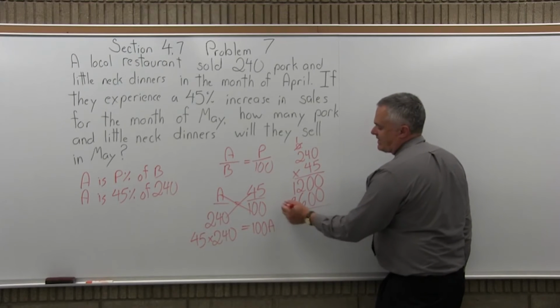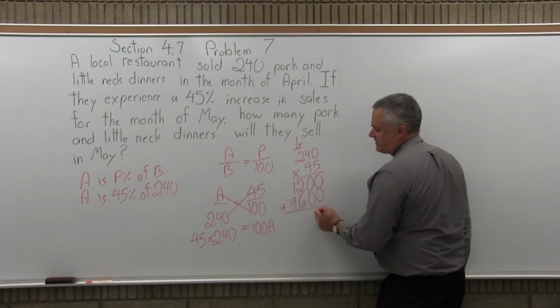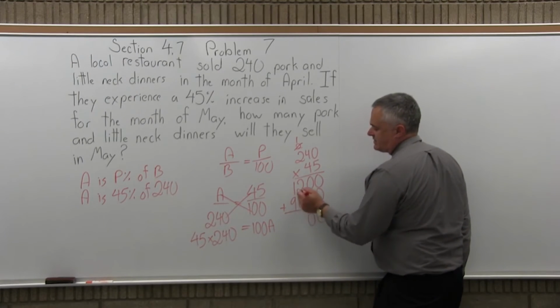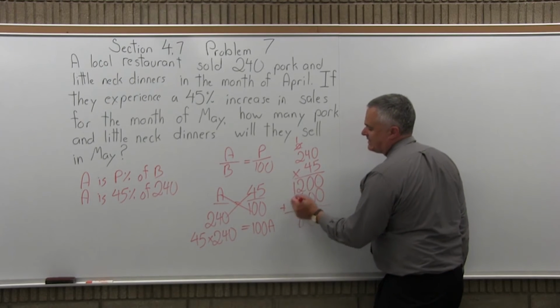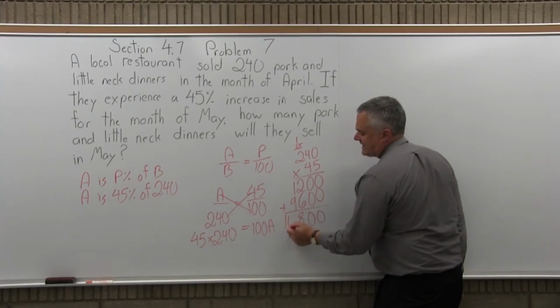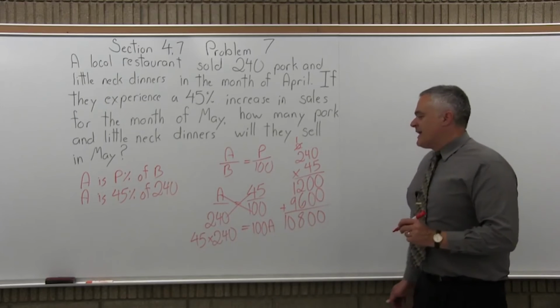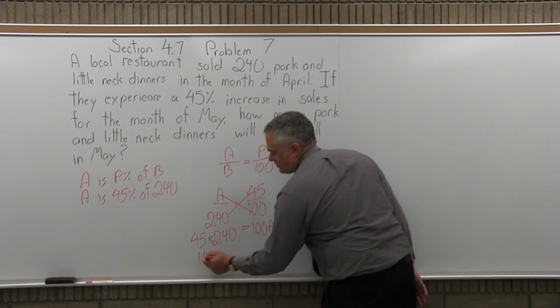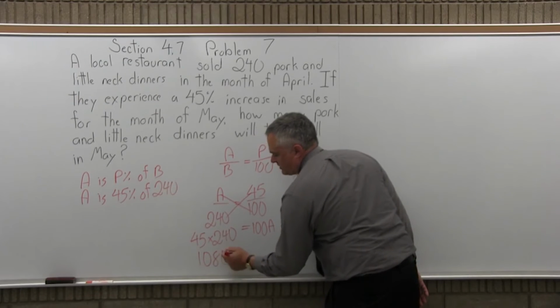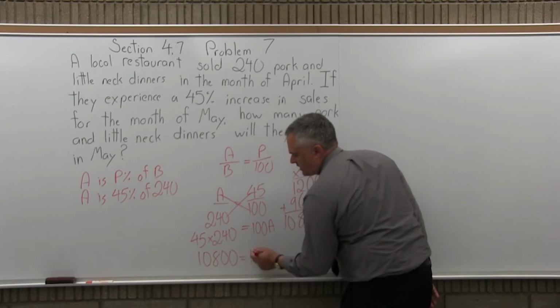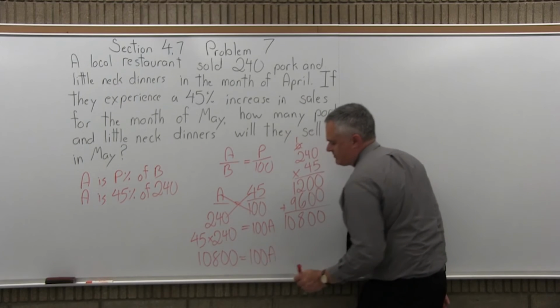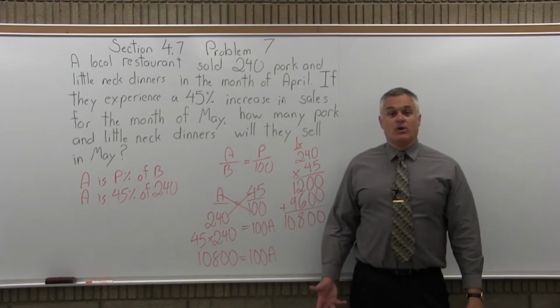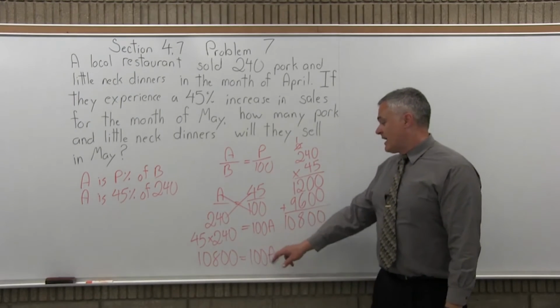Now, I can add those together. 0 plus 0 is 0. 0 plus 0 again is another 0. 2 plus 6 is 8. 1 plus 9 is 10. So I have 10,800. So that's the result of my 45 times 240. 10,800 equals 100A. So now I want to know what A is, so I have to divide by 100.